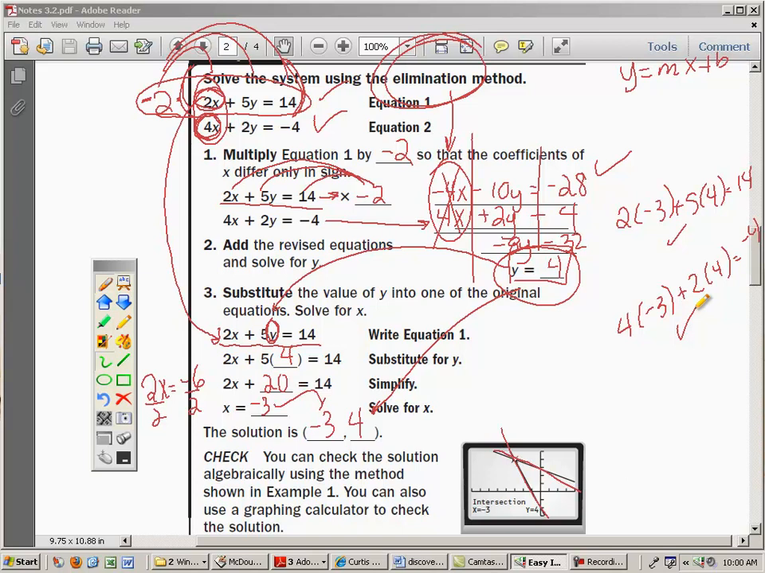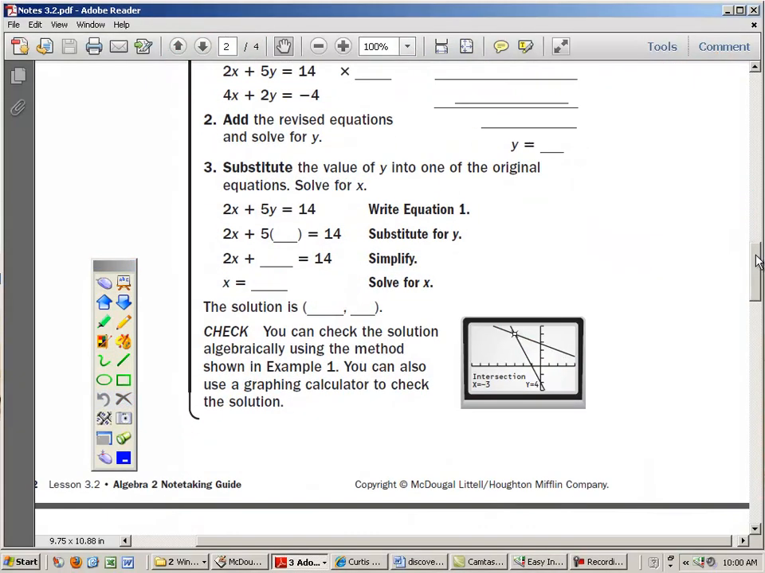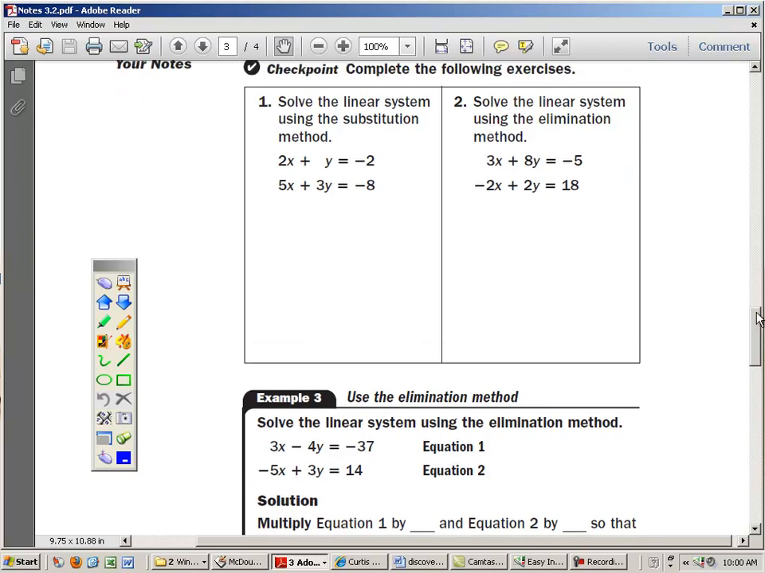All right. So, at the top of the next page, there are 2 checkpoint problems that I'd like you to try. Please pause your video and actually try them. The first one they want you to do substitution. The second one they want you to do elimination. Pause your video, try the 2 problems, and we'll be right back with a solution.